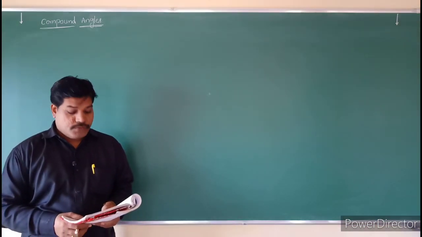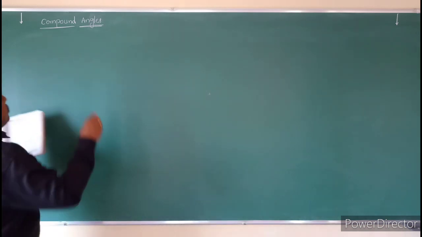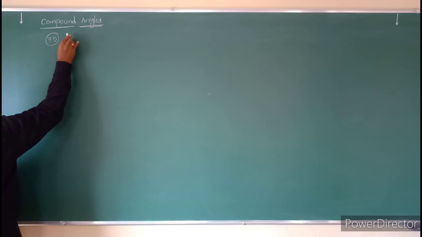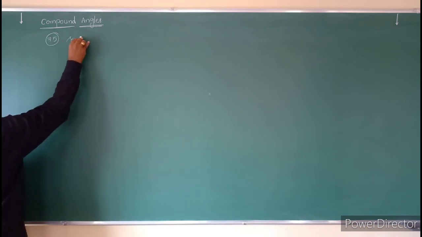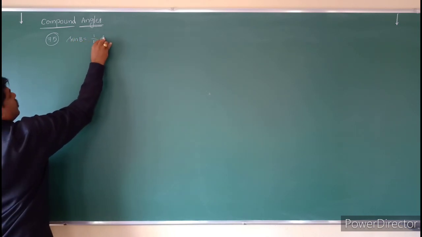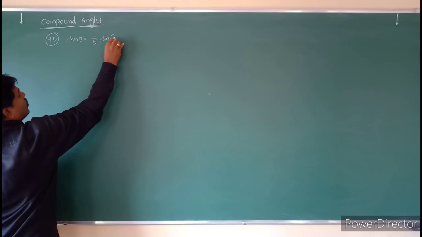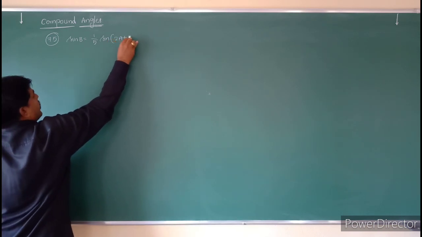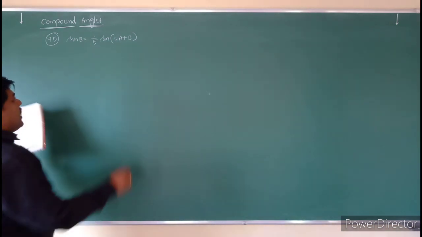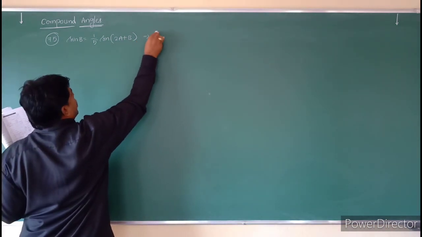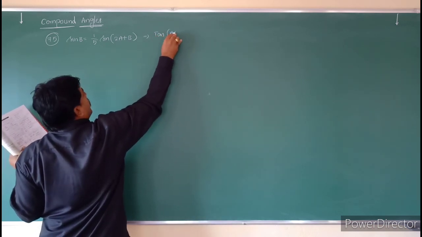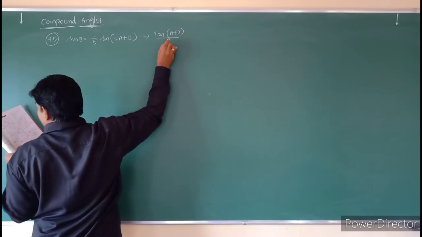See the next question, question number 75. What is question number 75? See that question, students. Sine beta is equal to 1 by 5 into sine of 2 alpha plus beta. Then they are asking you to calculate tan of alpha plus beta by tan alpha.